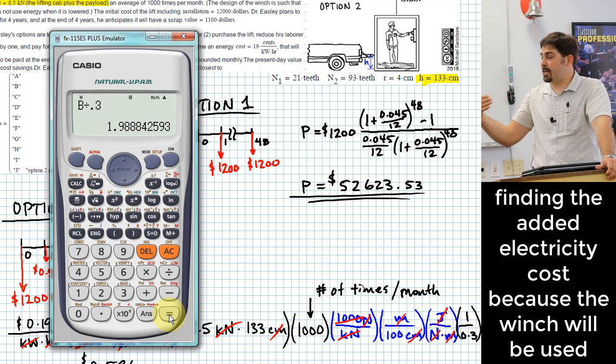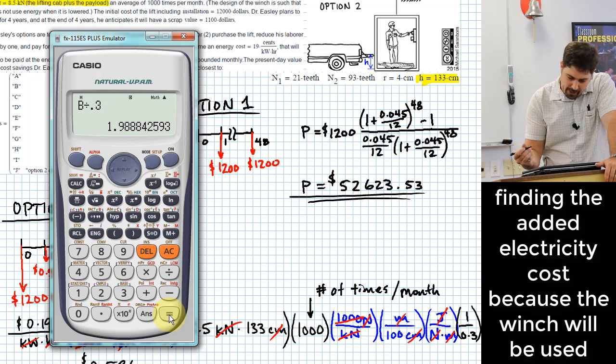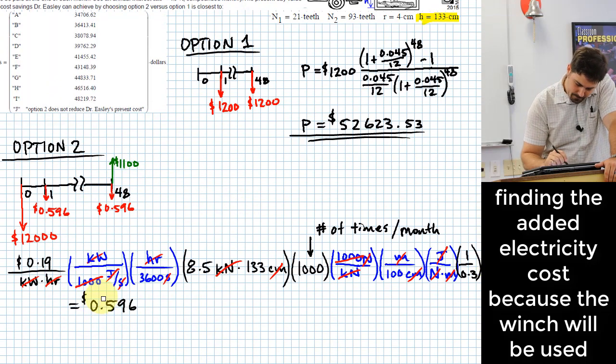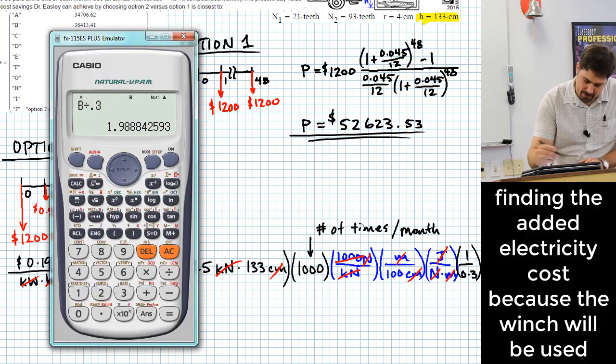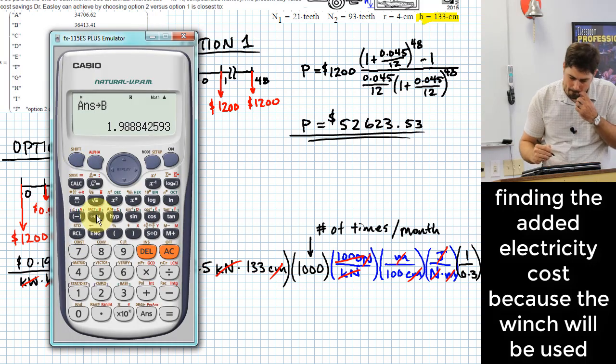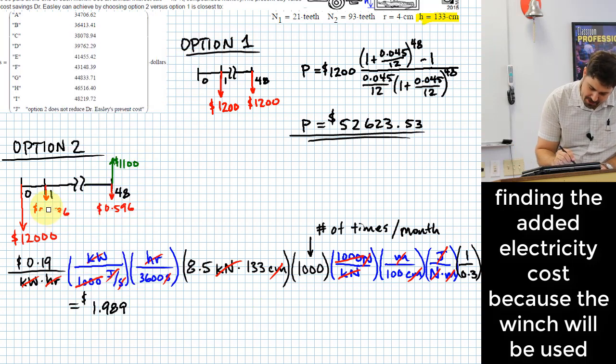But that increases the amount of energy I have to provide in order to actually get the effective amount of energy out. Okay, so 1.988, let's say 1.989 dollars per month. Now let me store that into B. All right, and that means I need to change this up here to 1.989.